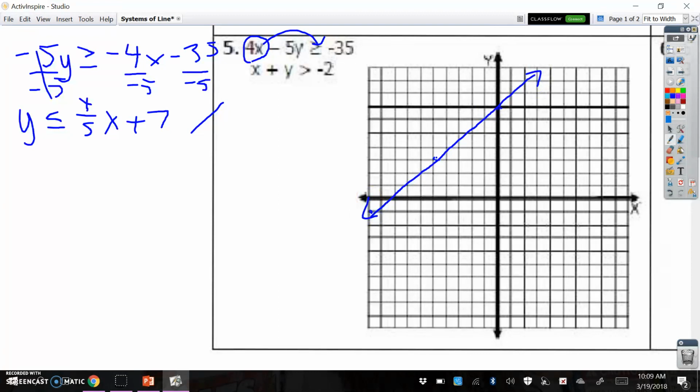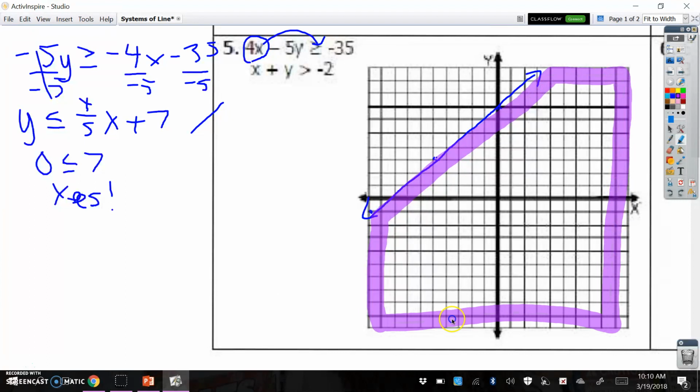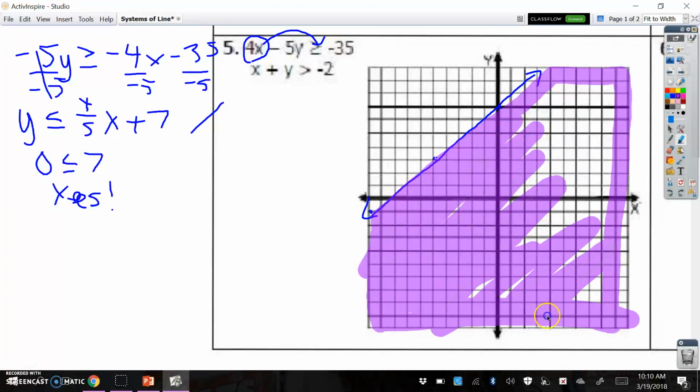Now shading above or below. So we have 0 less than or equal to 7. Is this true? Is 7 bigger than 0? Yes. So we shade the side that does have the point 0, 0. So we're going to shade this side. The side that does have the point 0, 0.